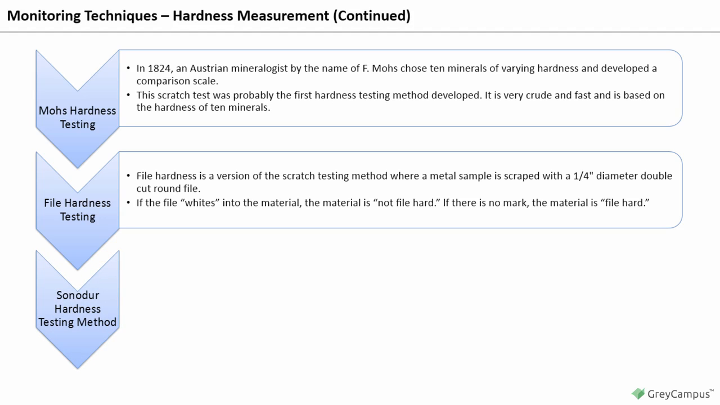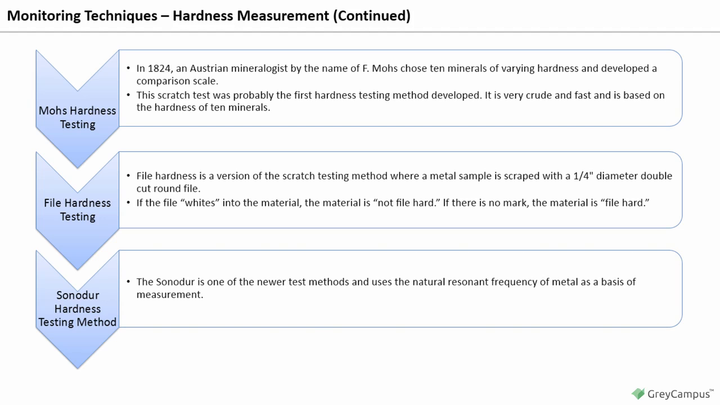Sonodur hardness testing method. The Sonodur is one of the newer test methods and uses the natural resonant frequency of metal as a basis of measurement. Hardness of a material affects this frequency and therefore can be measured. This measure is considered to be very accurate.